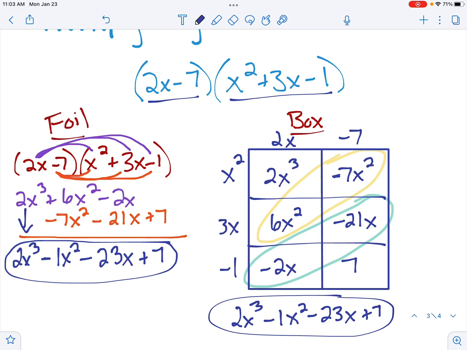So these methods work no matter how many terms you have. You can do 3 terms times 3 terms, 4 terms times 4 terms. Set up either FOIL or box method. Make sure you organize your like terms. Remember, you're multiplying to get inside the boxes. You're adding to combine.